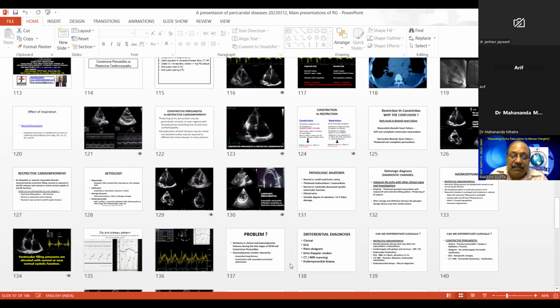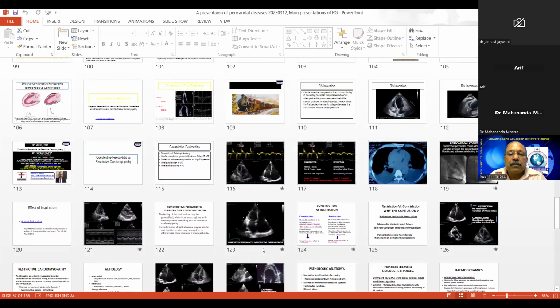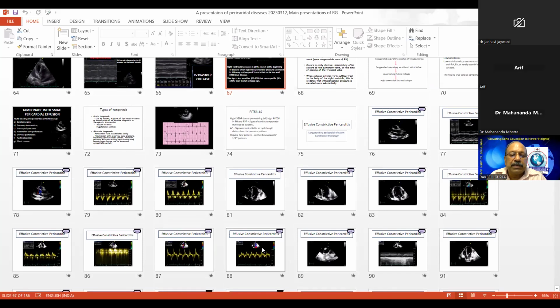But we do not see any variation in the septal and lateral annulus. We also do not see any reversal of flow in the hepatic veins. Yeah. But still, can you show some video? Are you having that recording of tamponade? Just a minute.